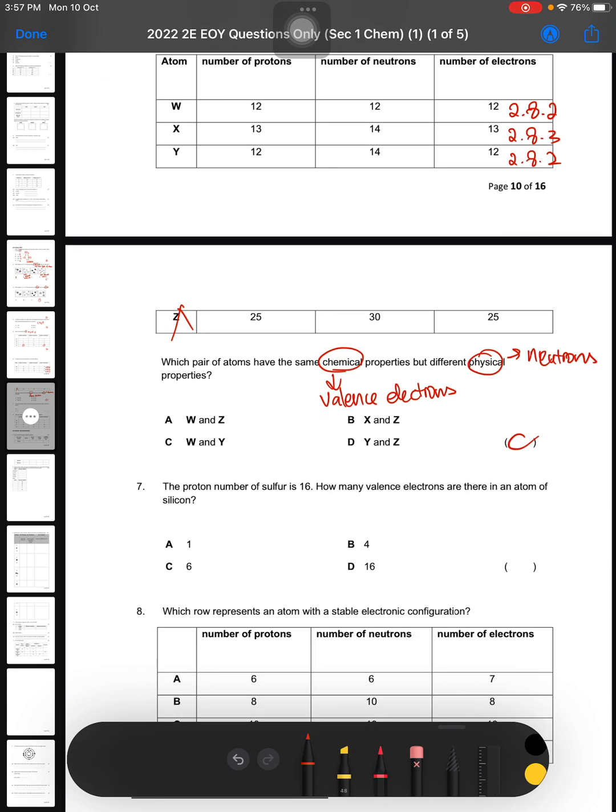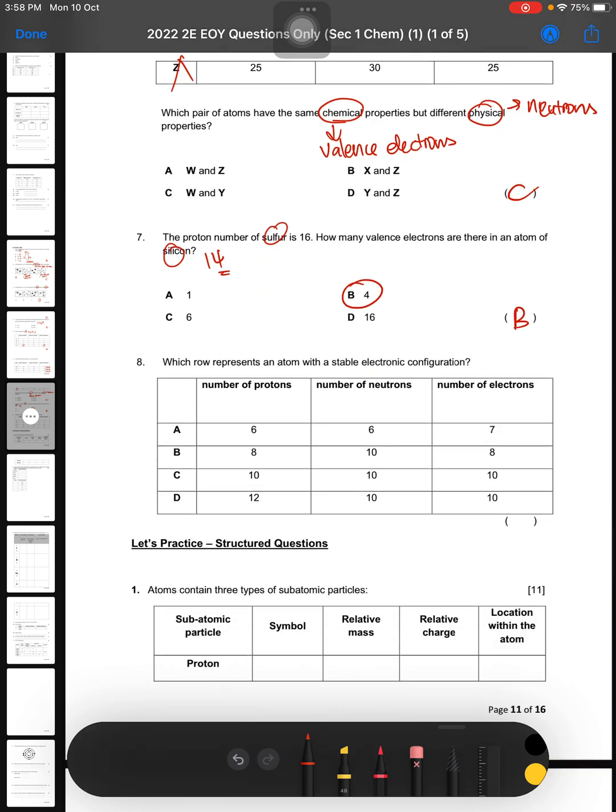7, the proton number of sulfur is 16. How many valence electrons are there in an atom of silicon? So I think we also mentioned in class, right? Sulfur here, and then they talk about silicon here. Not sure why they're not the same. Okay, so silicon. If you actually look at your periodic table, it belongs to group 14, right? So the number of valence electrons should be 4.